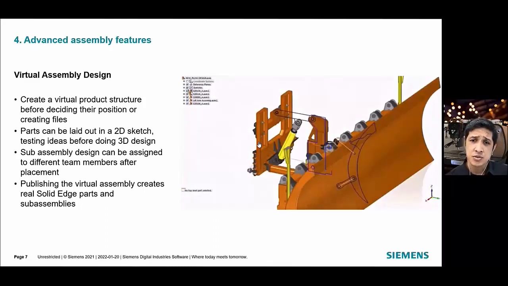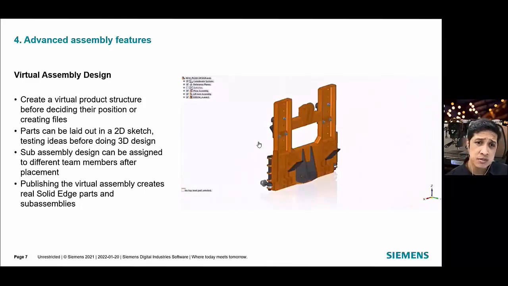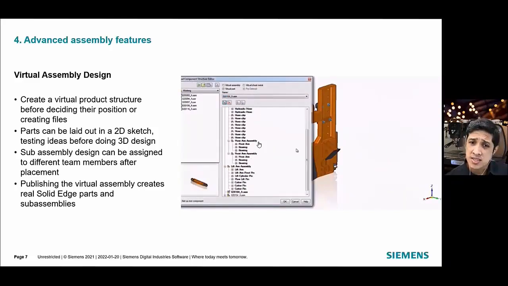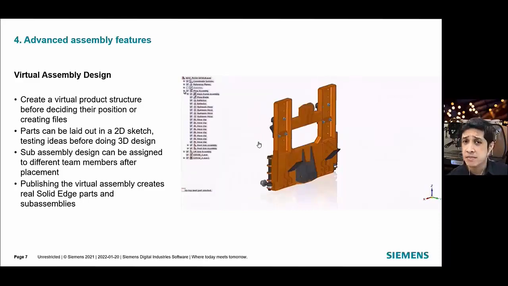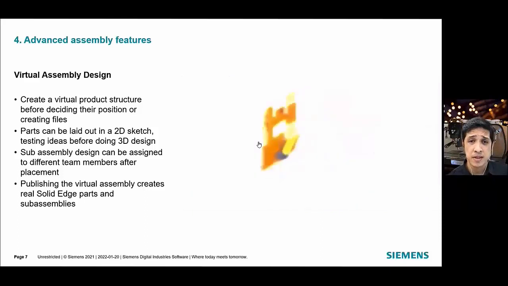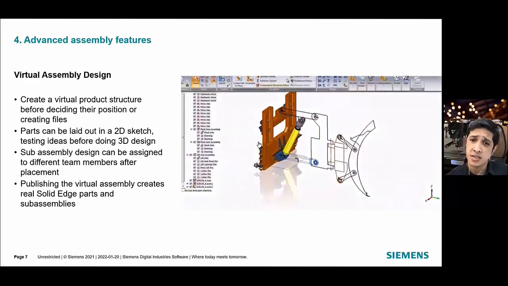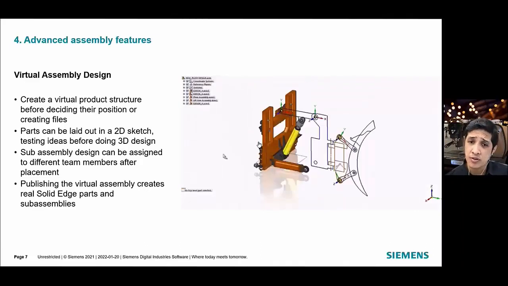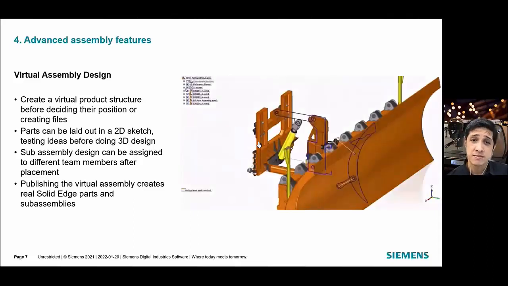So this then allows you to quickly work out how much space you need, or in a case like this mechanism, investigate different mechanism ideas. Once this is done, detailed part design can then be assigned to different team members, with the full confidence knowing that the final subassemblies will fit as planned. And publishing the virtual assembly creates real Solid Edge parts and assemblies in the very same placement, with your 3D model coming to life.